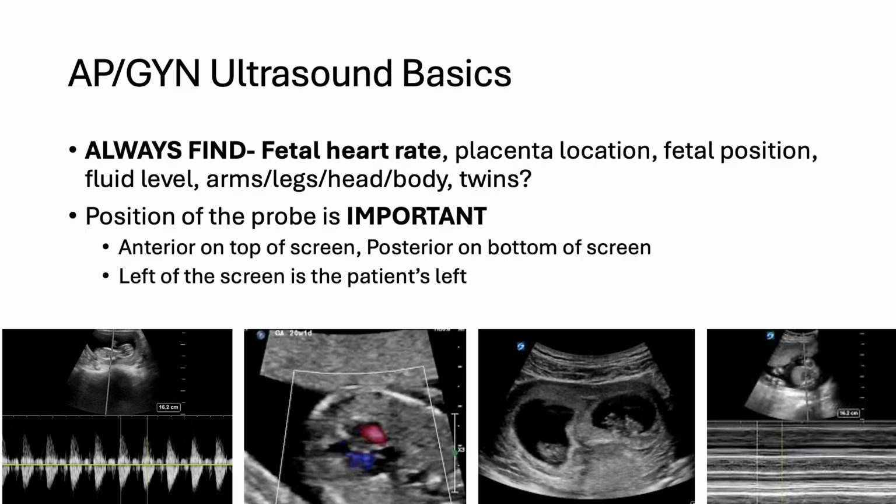So the position of the ultrasound probe is very important too. The top of the screen is anterior, and it should always be anterior, and the bottom of the screen is posterior, and you need to make sure that your probe is positioned correctly. So we'll talk about how to do that. The left of the screen is always the patient's left. So when you're looking at the screen, you should be able to orient yourself to where this is in the actual patient.